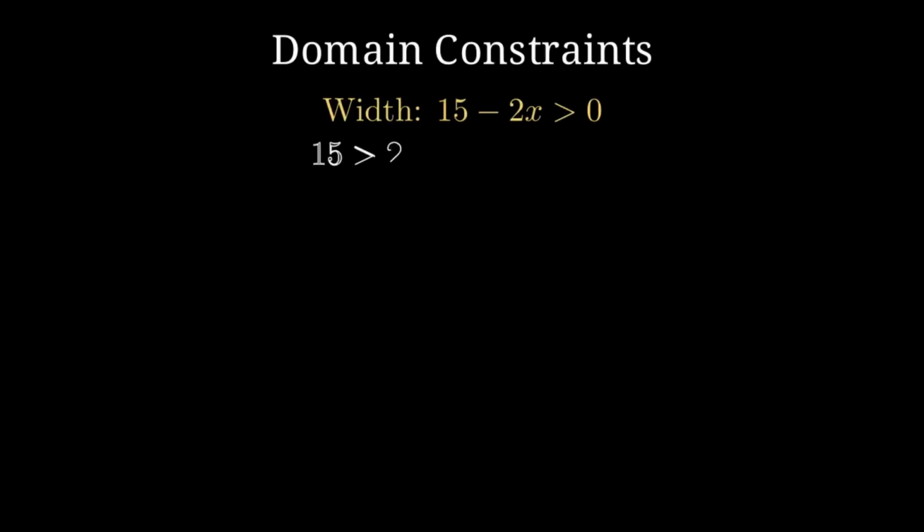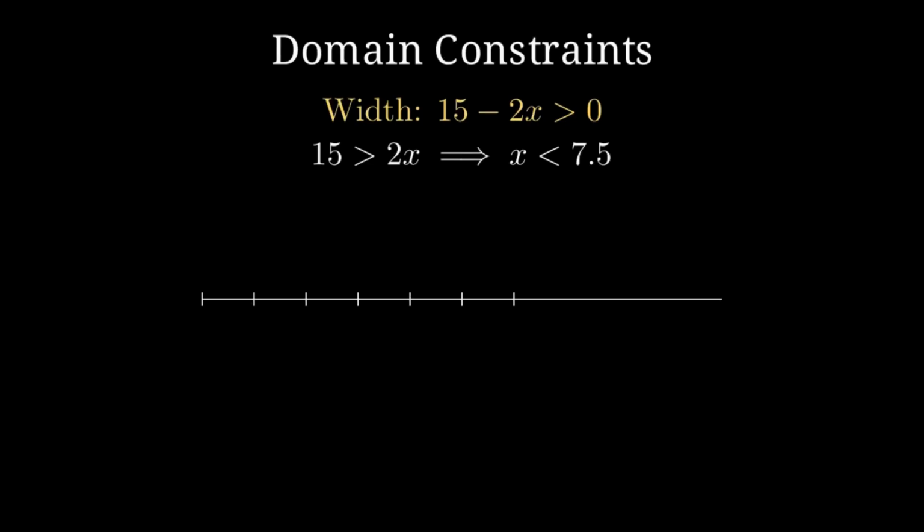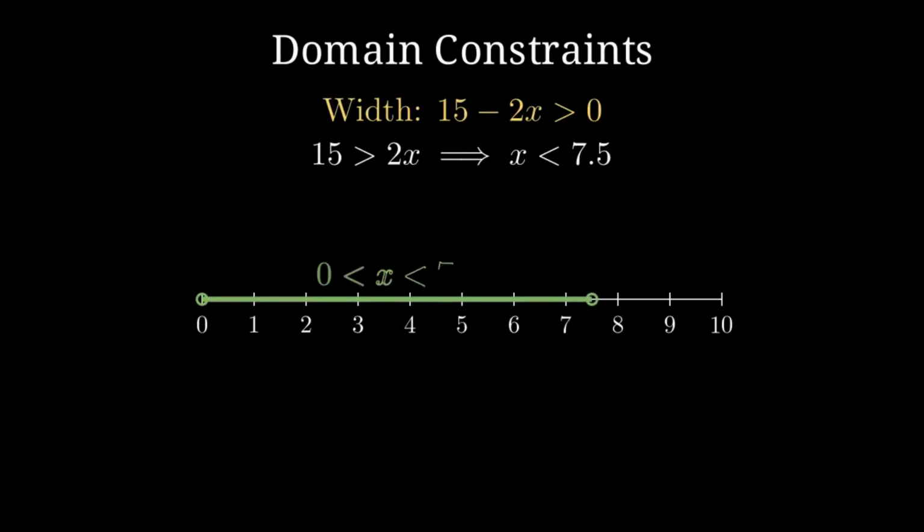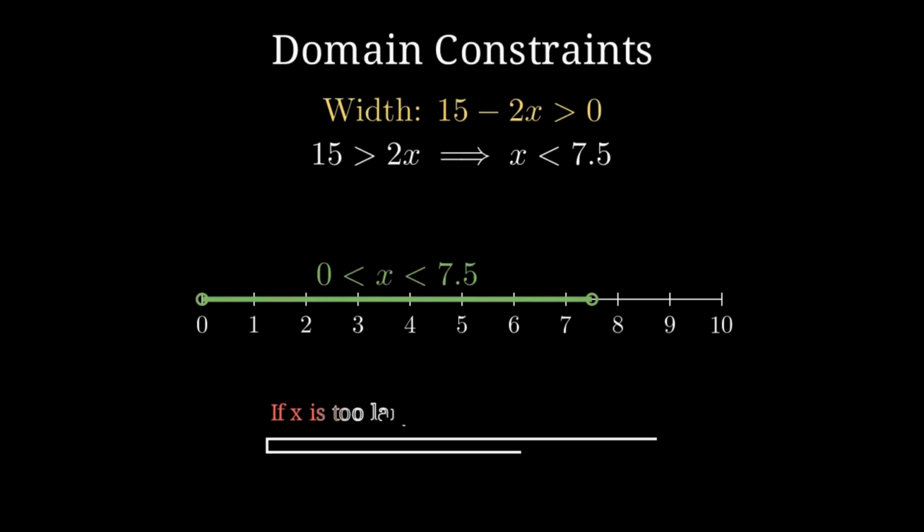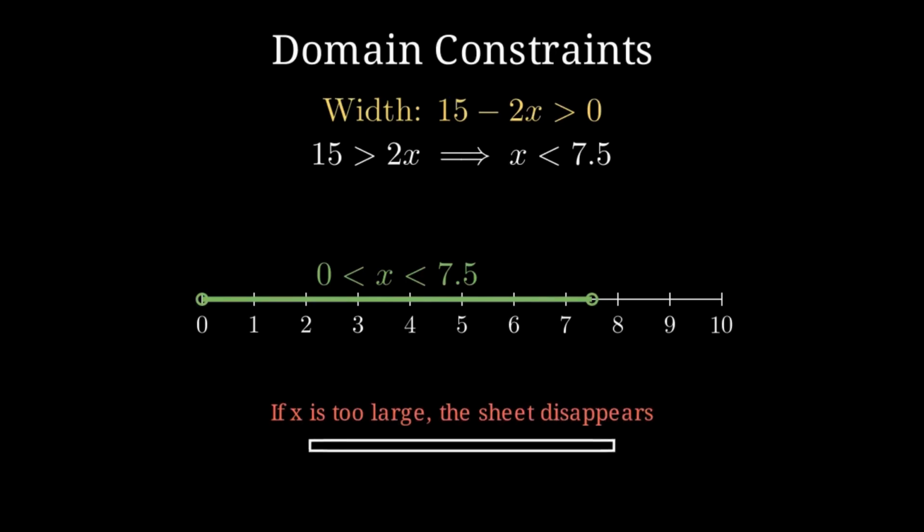Every physical problem has constraints. Since lengths cannot be negative, x must be greater than 0. Also, since our shortest side is 15 cm, we cannot cut more than 7.5 cm from each side, or we'd have no material left. Our domain for x is strictly between 0 and 7.5.